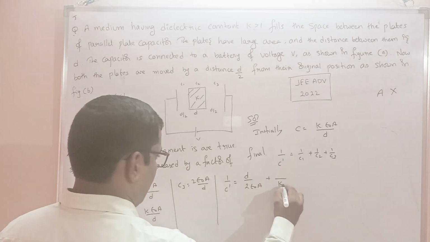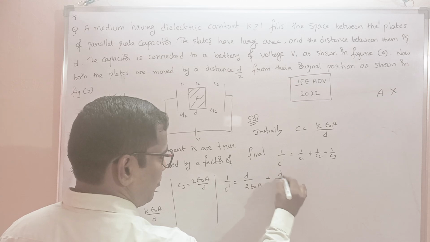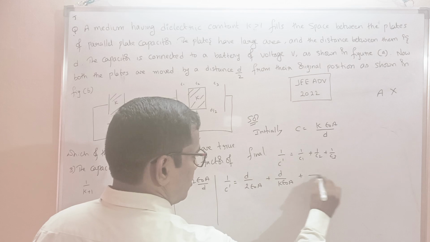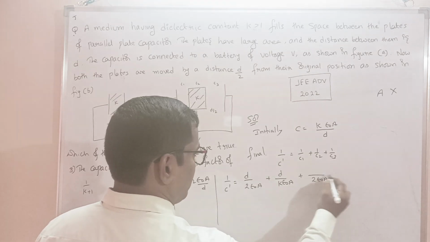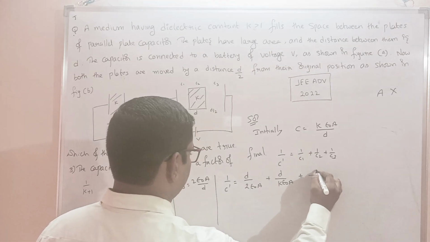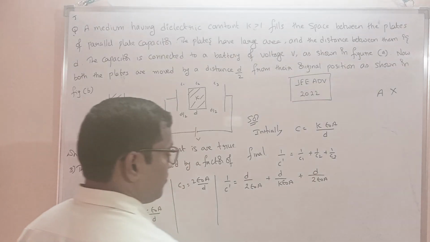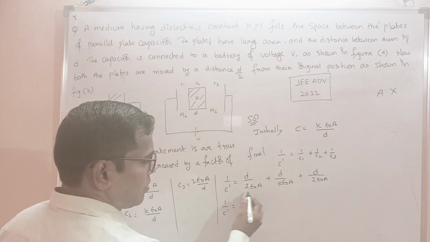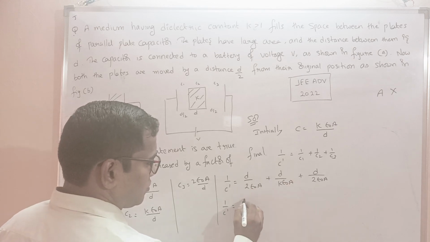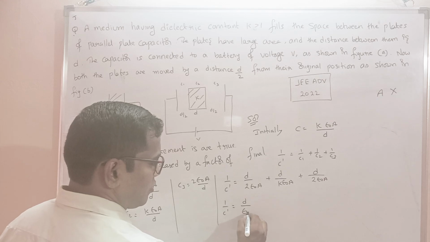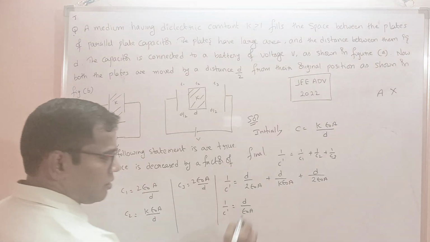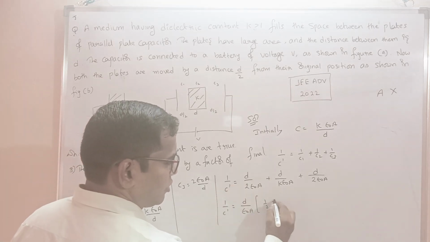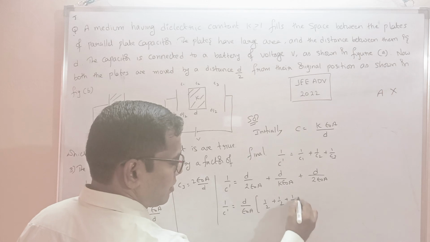So here K epsilon naught A by D, so top will come, plus C3 again in the same manner, 2 epsilon naught A by D, so here it is D on top. So 1 by C dash can be written as, here D is common and epsilon naught A is common, so D by epsilon naught A, if you take common, just try to understand, here 1 by 2 is there, here also 1 by 2 will be there, plus 1 by K.